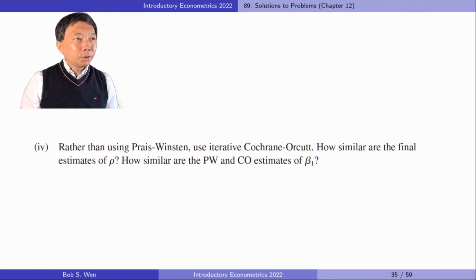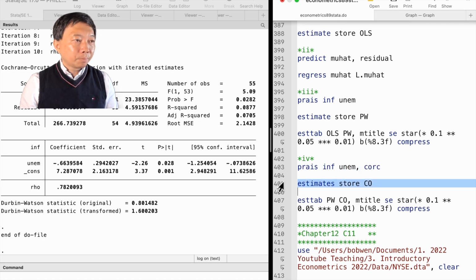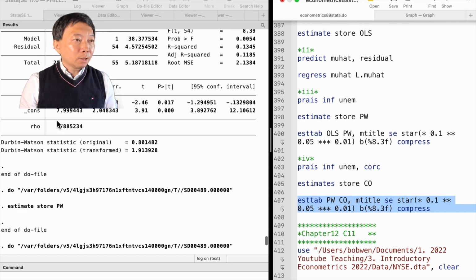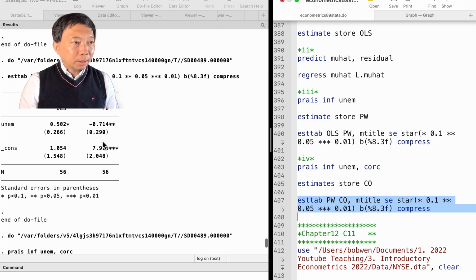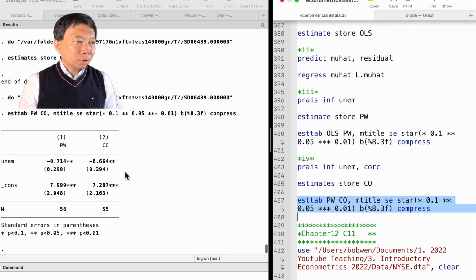Part 4. Rather than using Prais-Winsten, using iterative Cochrane-Orcutt, how similar are the final estimates of rho? How similar are the PW and CO estimates of beta 1? The Cochrane-Orcutt method does not use the first observation while the Prais-Winsten method does, but they are asymptotically the same. The rho in the Prais-Winsten is 0.789 and the rho in the Cochrane-Orcutt is 0.782. The estimated trade-off effect between inflation and unemployment is smaller using the Cochrane-Orcutt estimation.